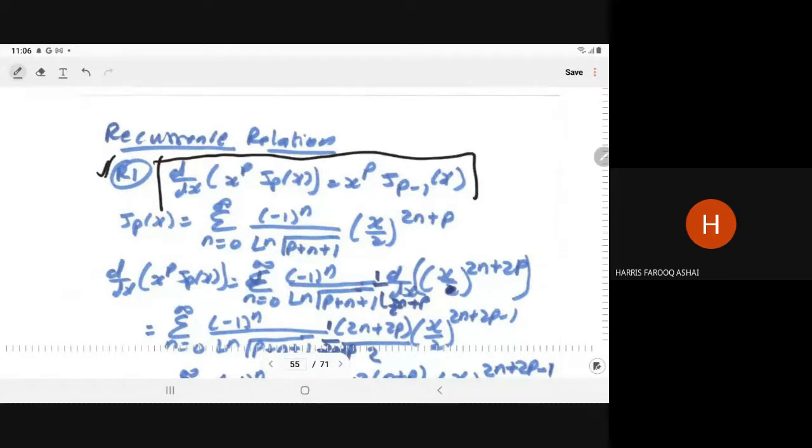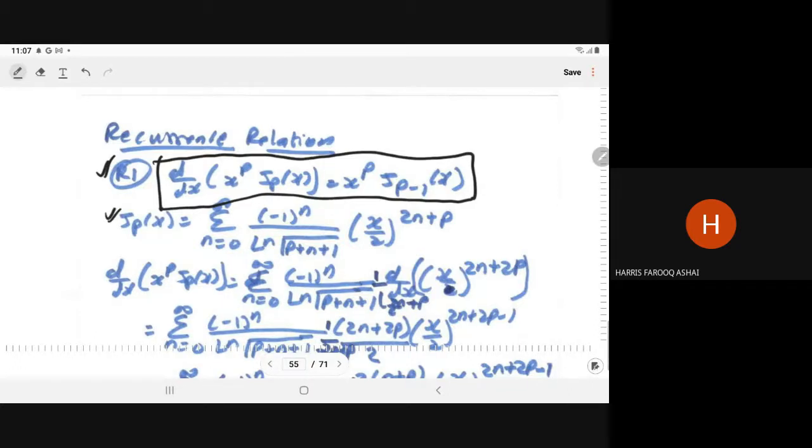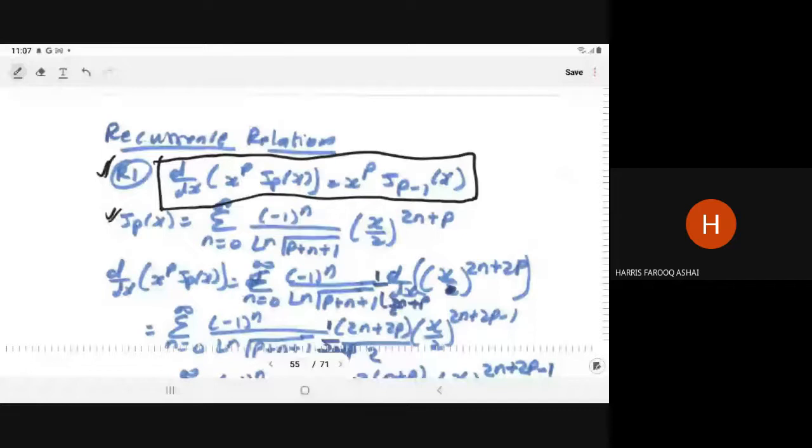In this case, we first take J_p. You know that J_p is summation n equals 0 to infinity, (-1) to power n upon factorial n gamma of n plus p plus 1 into (x/2) to power 2n plus p. If you multiply with x to power p, here it will become 2p after multiplying with x to power p.